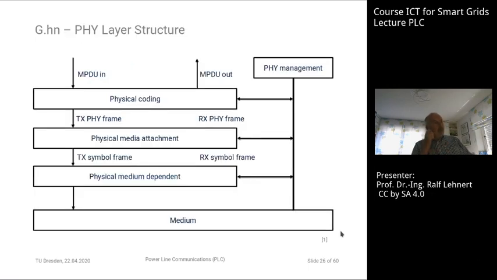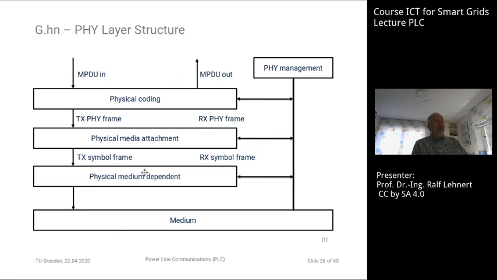Okay, the PHY layer, the physical layer, is subdivided into 3 sublayers. If you send a data unit from the next higher layer, from layer 2 to layer 1, the physical layer, then there is a sublayer which does physical coding. This produces in the end the transmitted PHY frame. Then we have a physical media attachment sublayer, and then a physical medium dependent sublayer.